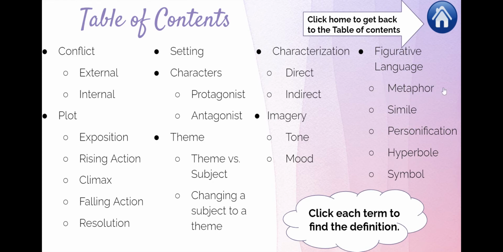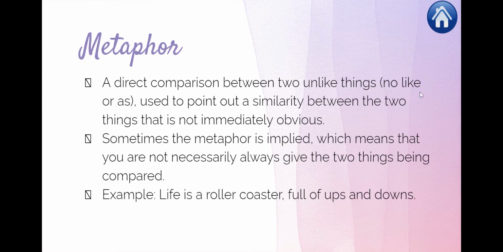We first have a metaphor, which should be familiar to you. Let's review it. It's a direct comparison between two unlike things, but it does not use the words like or as. So it's used to point out a similarity between the two things that is not immediately obvious. And then sometimes the metaphor is implied, which means that you're not necessarily always given the two things being compared. You have to figure out what those two things are.